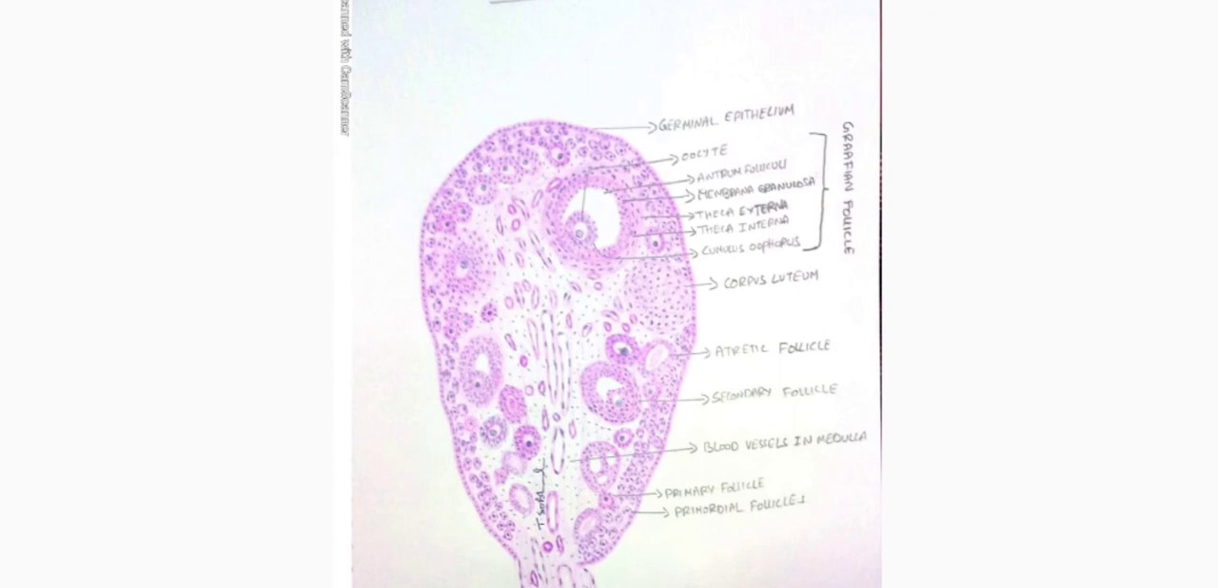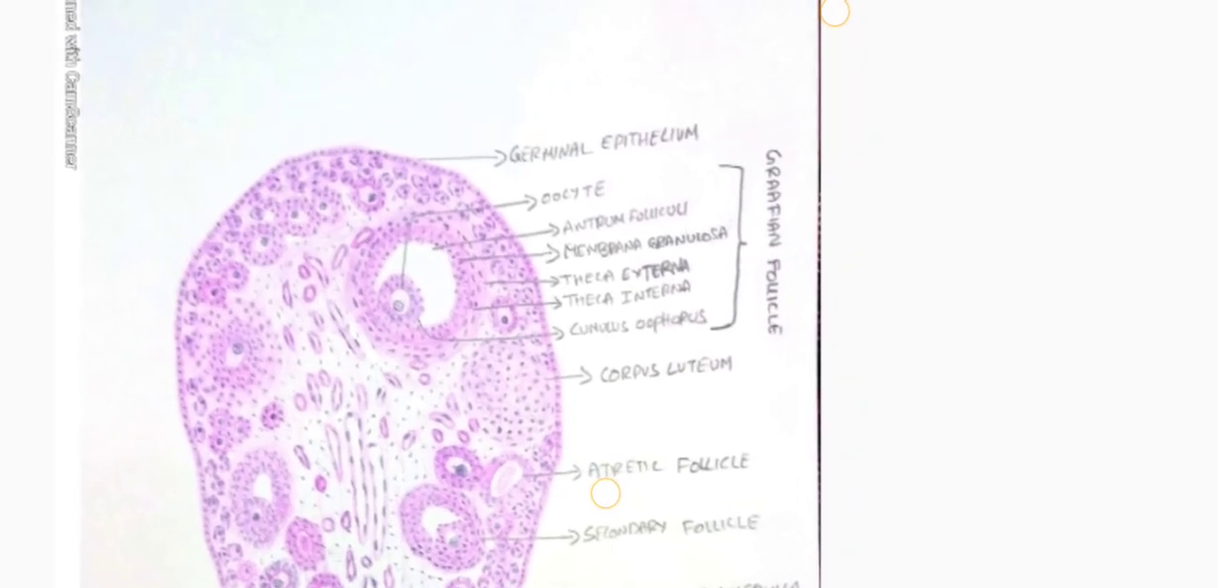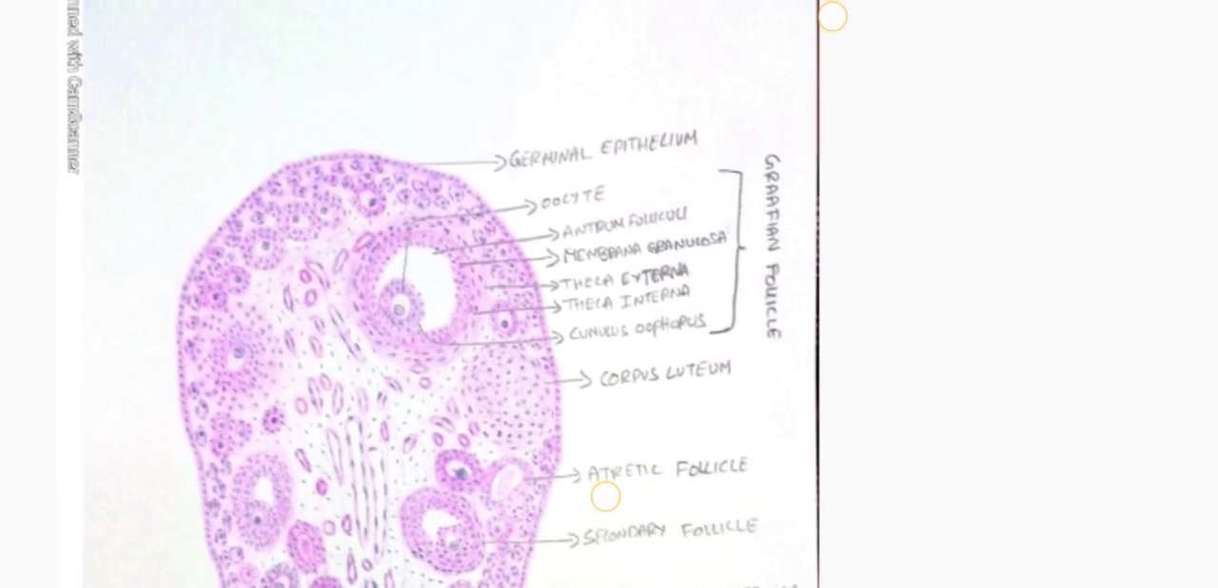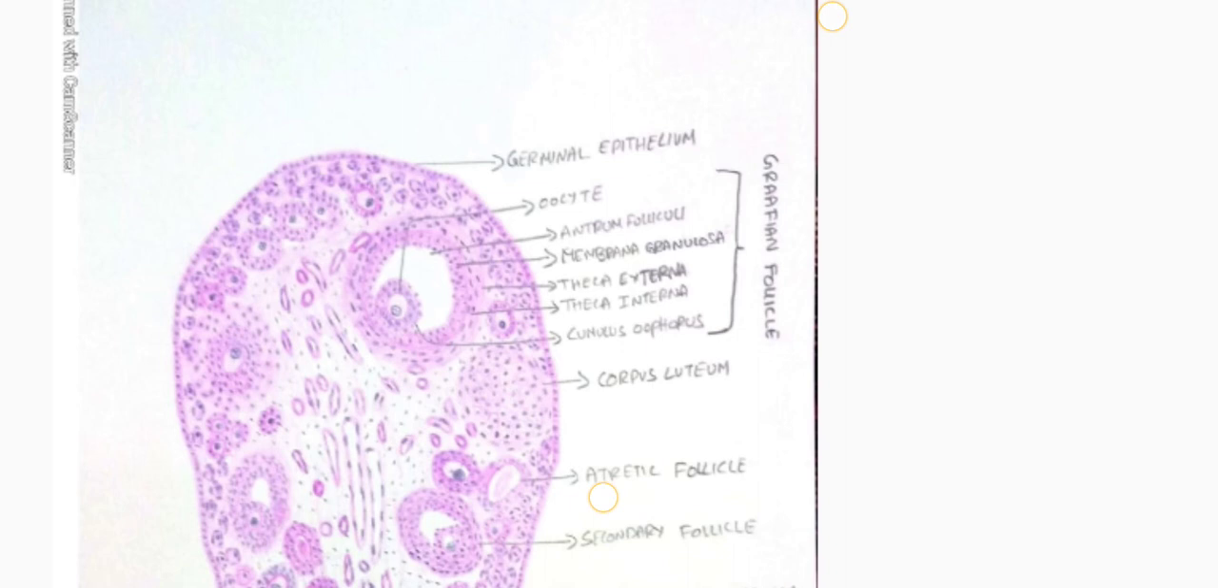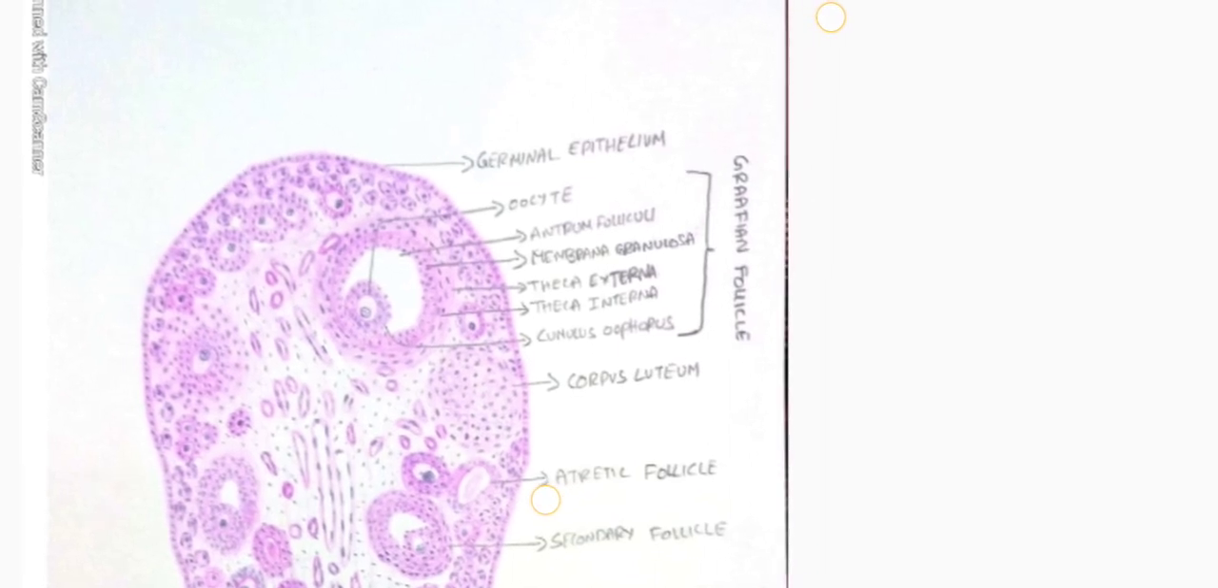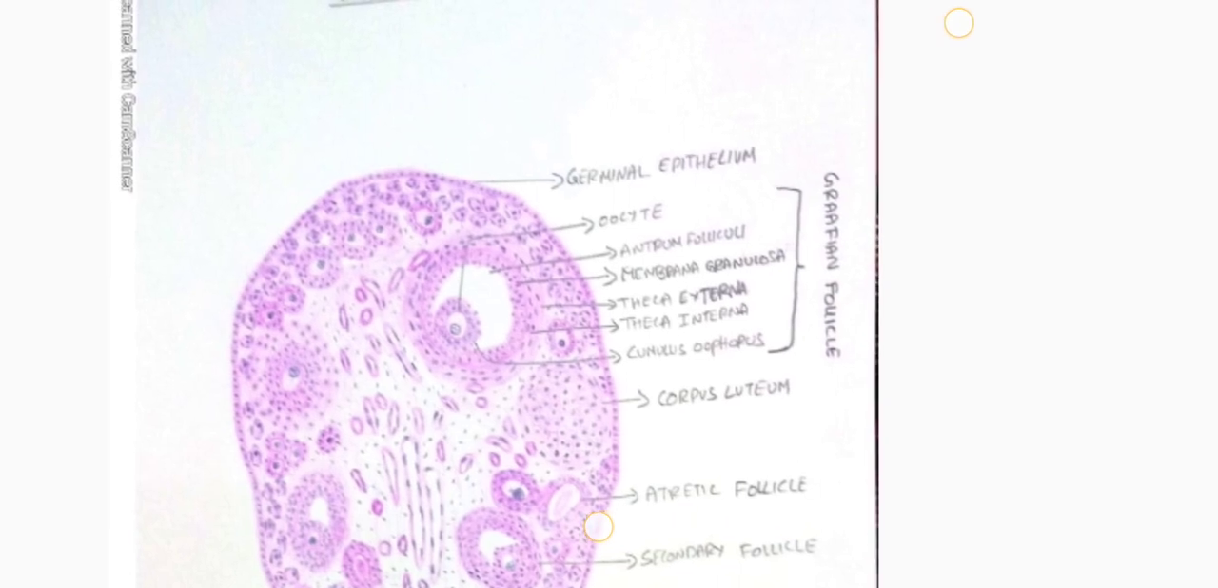The fully developed one is the Graafian follicle, and it contains an antrum, which is a fluid filled space. See here, this Graafian follicle consists of the oocyte, antrum folliculi, membrana granulosa, theca externa, theca interna, and cumulus oophorus.